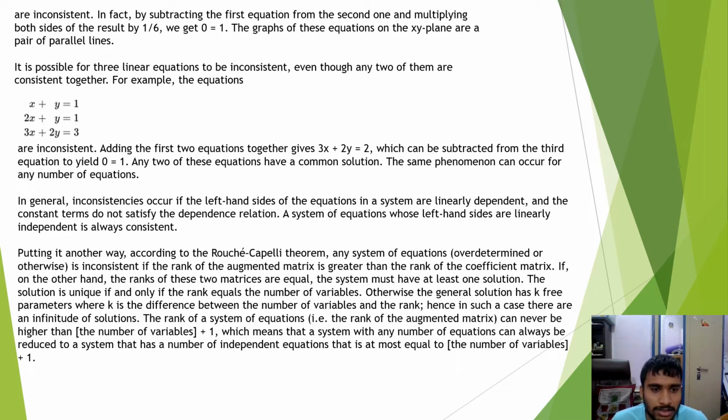In general, inconsistencies occur if the left-hand sides of the equations in the system are linearly dependent and the constant terms do not satisfy the dependence relation.